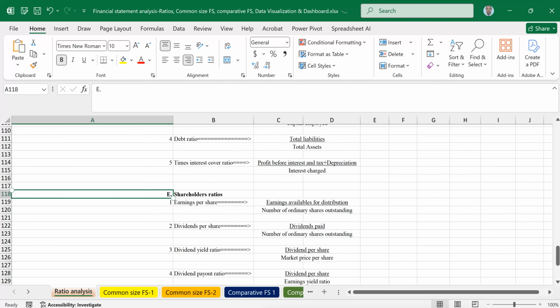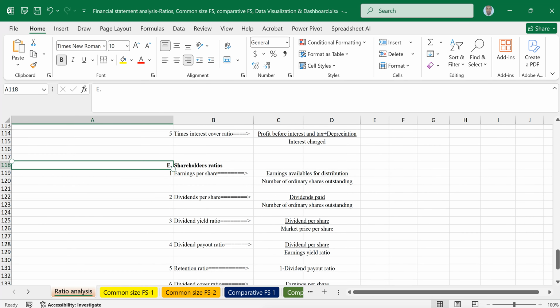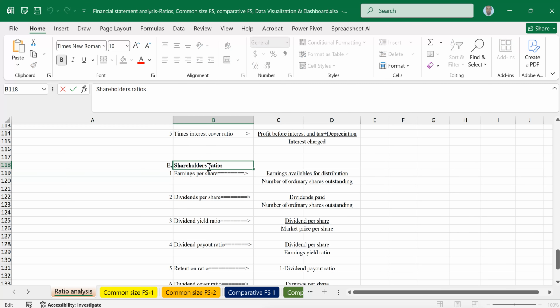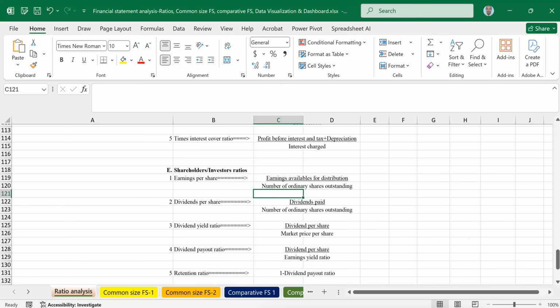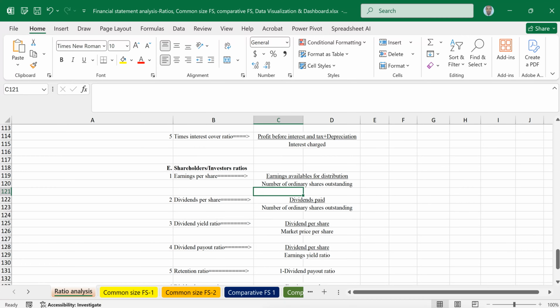Then we move to the last category of ratios, which is shareholders ratios, also known as the investors ratios. The investors ratios simply try to explain the return on investment. How much will shareholders get from their investment in the business? And here we have earnings per share. In advanced financial reporting, you are taught about basic EPS and also diluted EPS. How do you get EPS?